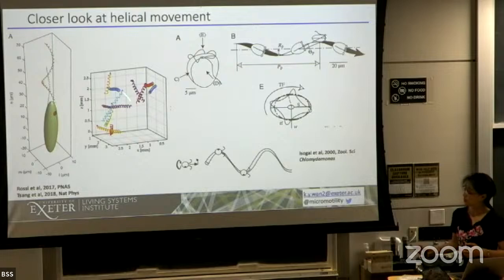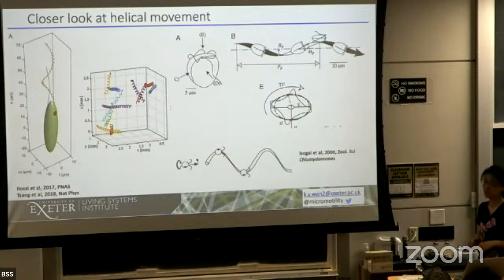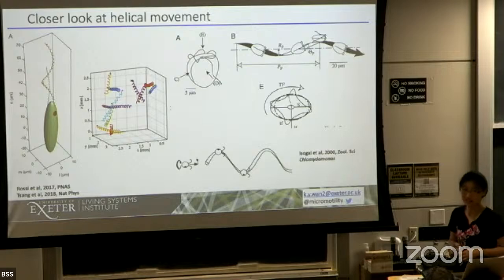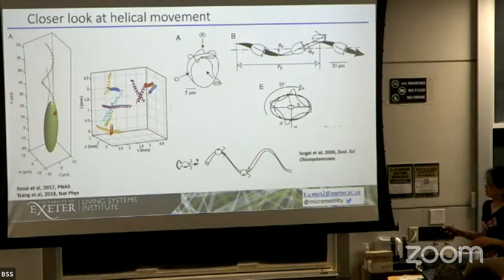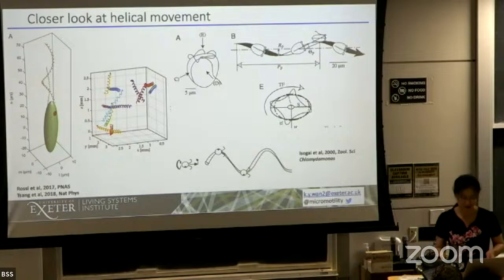This can be with a single locomotory flagellum, such as in the case of Euglena, or you can have these rather strange organisms. This is a dinoflagellate, which has a single transverse flagellum as well as a longitudinal flagellum. And through this balance of the propulsion generated by these two flagella, you can actually also obtain helical trajectories.